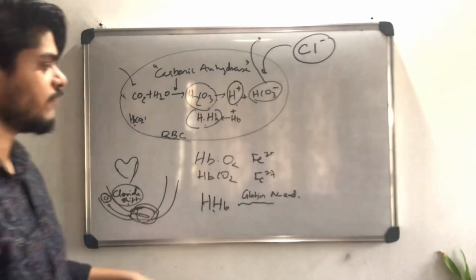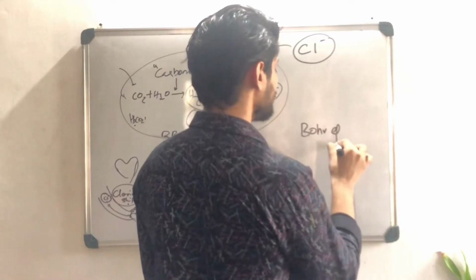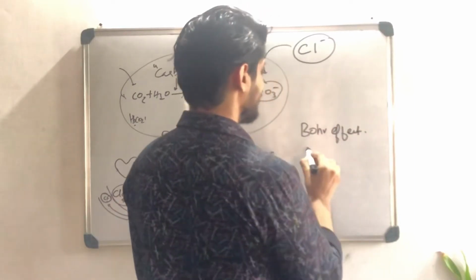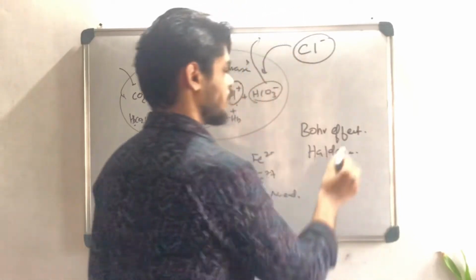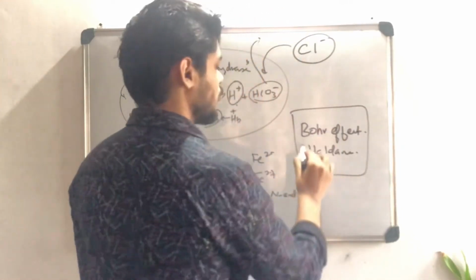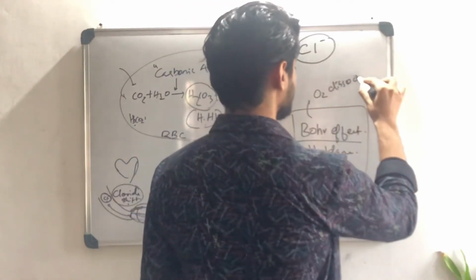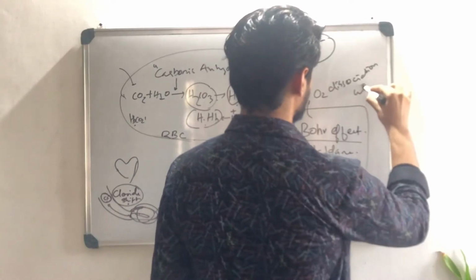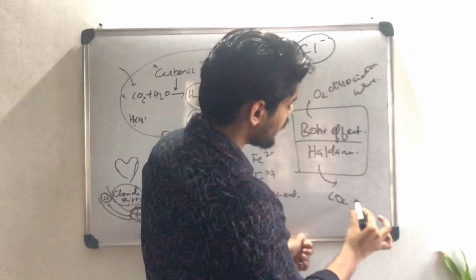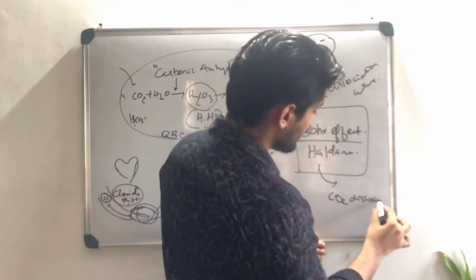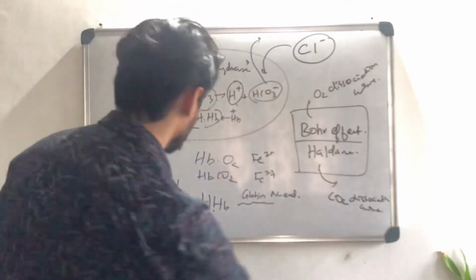Let's see, there are two effects that we have to learn. One is the Bohr effect, and the other is the Haldane effect. So the Bohr effect is related to the oxygen dissociation curve, and the Haldane effect is related to the carbon dioxide dissociation curve. Okay, let's see both of these.